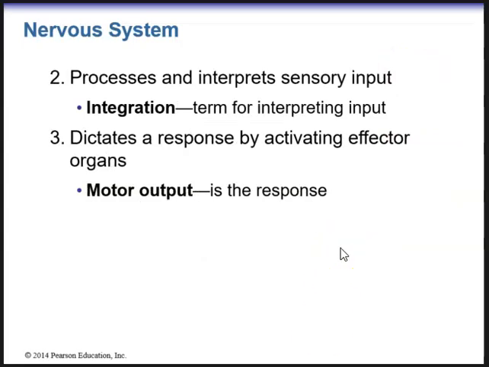So we have processes. The nervous system also processes and interprets sensory input. This is called integration. So integration is a term for basically interpreting and processing input coming from the outside. The nervous system also dictates a response by activating effector organs, and usually motor output is the response.